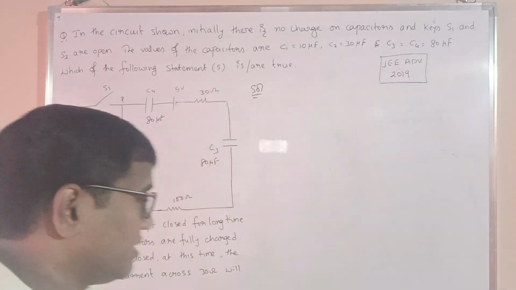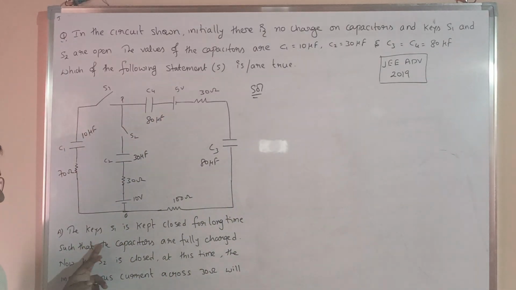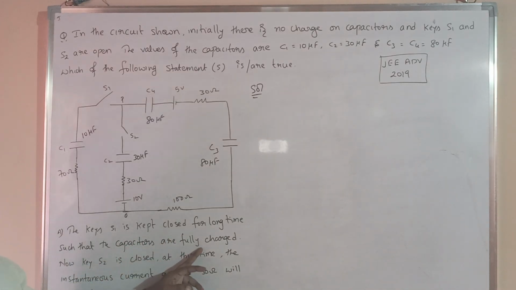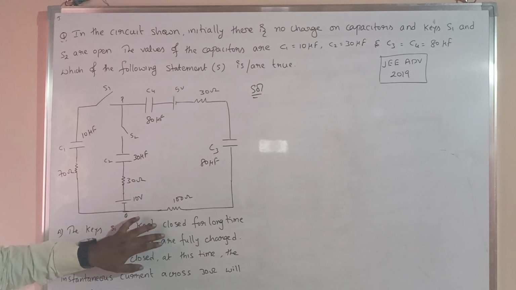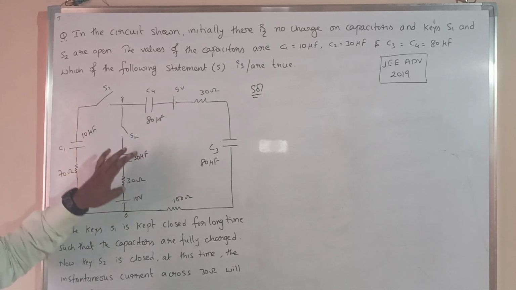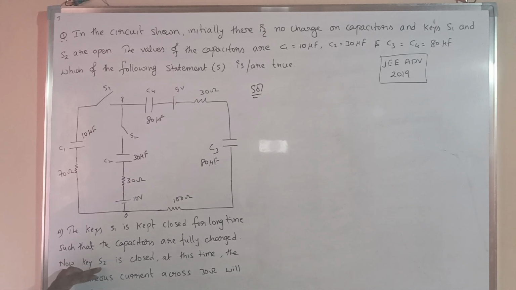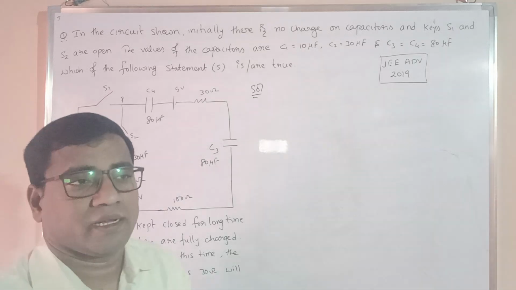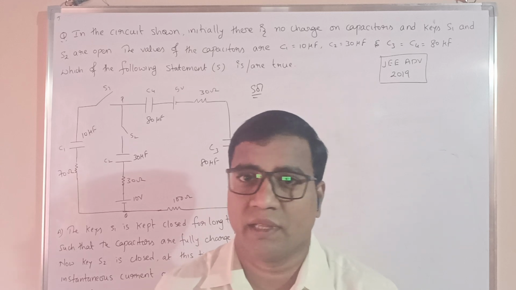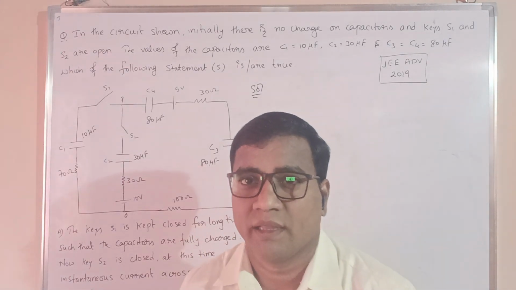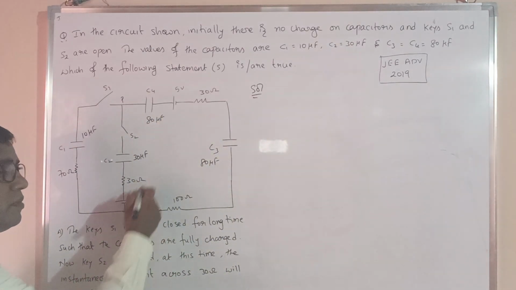The first option says the key S1 is kept closed for a long time such that the capacitors are fully charged. Now key S2 is closed. At this time the instantaneous current across the 30 ohm will be 0.2 ampere. So initially S1 is closed, after a long time S2 is also closed, and then we are asked to find the current through the 30 ohm resistance.